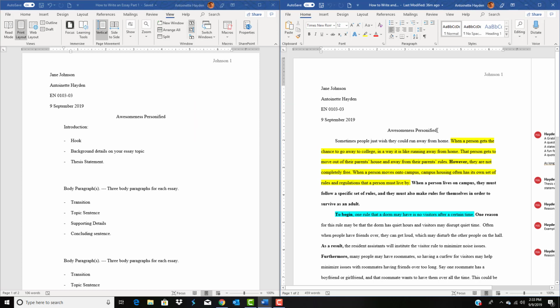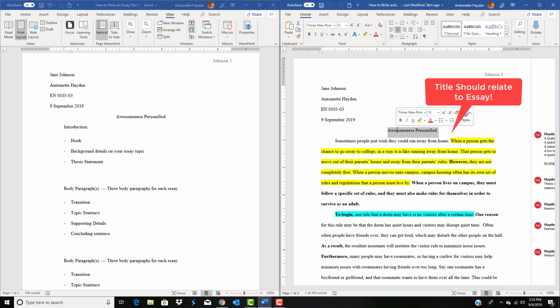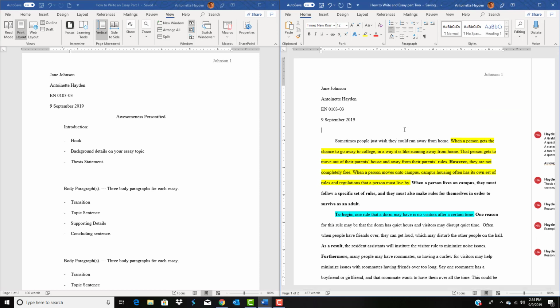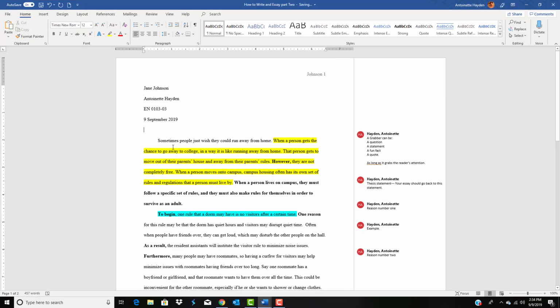And so I'm going to revise this title so that it matches the subject of the essay that we're writing on. And this essay is Living on Campus. And I'm going to center it. And if you go up here, and I'm going to make this big for a moment. If you go up to the top and click center, that's how you're going to get your title in the center.